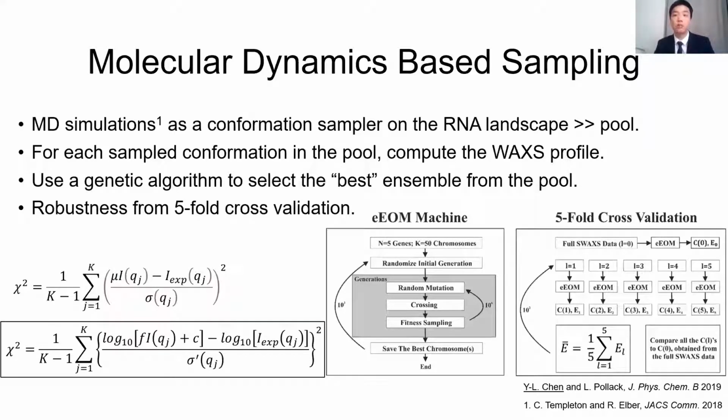In order to model the experimental WAXS profile, we collaborated with the Alber Group at UT Austin and used molecular dynamics simulations to sample the RNA duplex conformations. These sampled conformations form a conformational pool. For each conformation, we can forward compute the WAXS profile and see which conformation agrees with the experimental WAXS profile. This process is done by a genetic algorithm selecting conformations from the pool by minimizing a new log chi-square statistic designed specifically for WAXS. I call this the extended ensemble optimization method because we extend the original EOM in the small angle domain into the wide angle domain. And we can assess the robustness of the selection by 5-fold cross-validation.